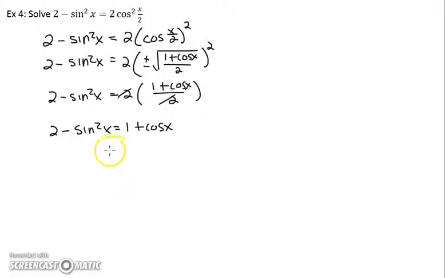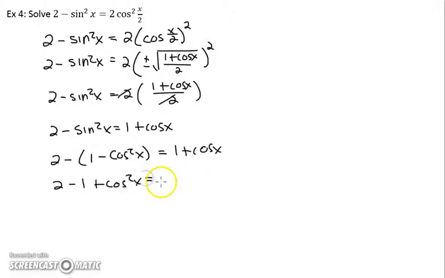And now it's just solving like we've been doing recently, so I want everything in terms of sines or cosines. I can turn this sine into a cosine, so we're going to say 2 minus 1 minus cosine squared of x equals 1 plus cosine of x. Distribute your negative. 2 minus 1 plus cosine squared of x equals 1 plus cosine of x. 2 minus 1 is 1. Subtract this 1 to the other side. That goes away. Subtract this cosine. So we're going to get cosine squared of x minus cosine of x equals 0.